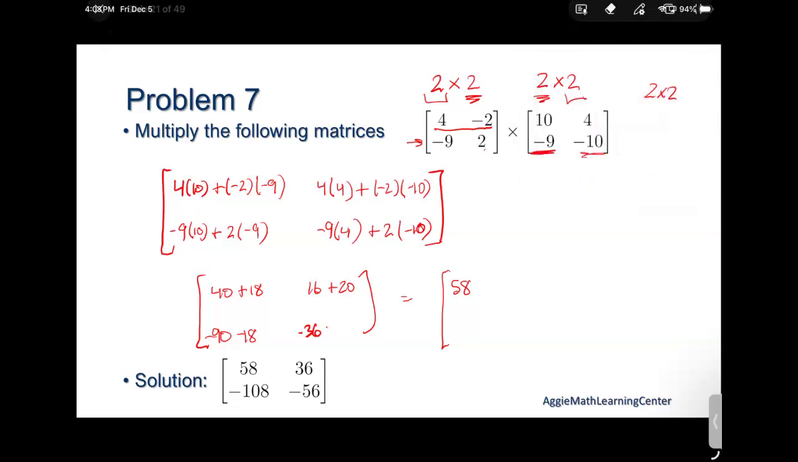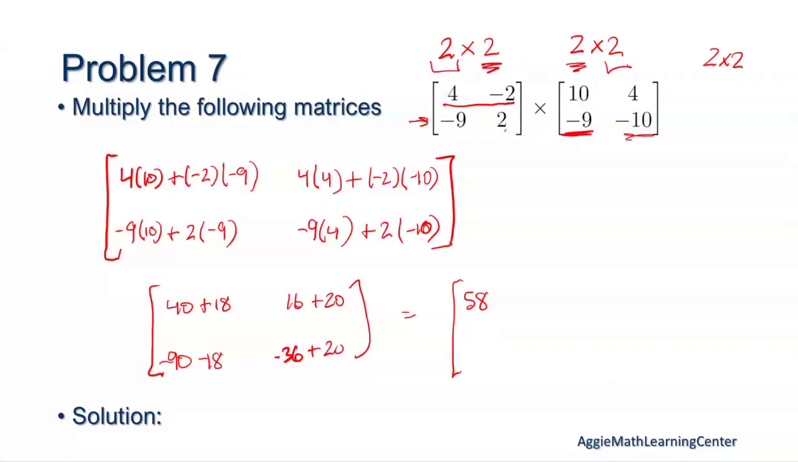So yeah, and then back to this. Plus 20. Minus 20. That's -9. Okay, sorry. So we got 58. We had 36 here. We get -108 here, and we get -56. Great. Okay, thanks. As we can see there. So, any questions with matrix multiplication?